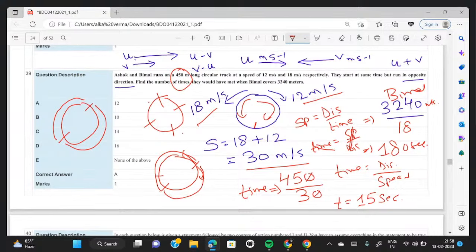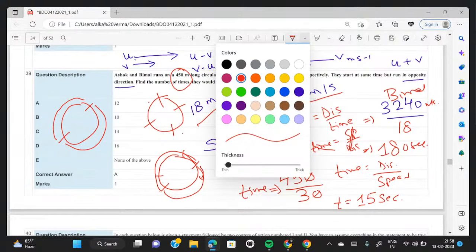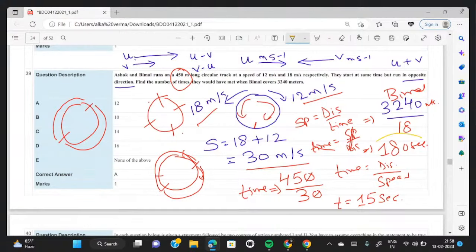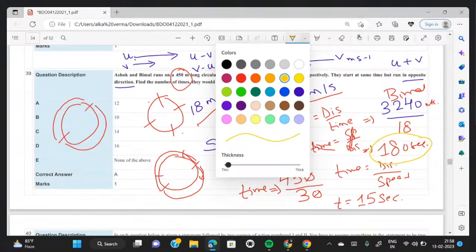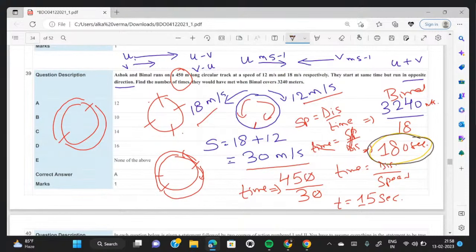Now, for how much time is this Bimal actually running? This Bimal is actually running for 180 seconds. After 180 seconds, he is stopping. In this 180 seconds, how many times will they meet? We just have to do 180 divided by 15, and the answer is 12. So this is my correct answer.